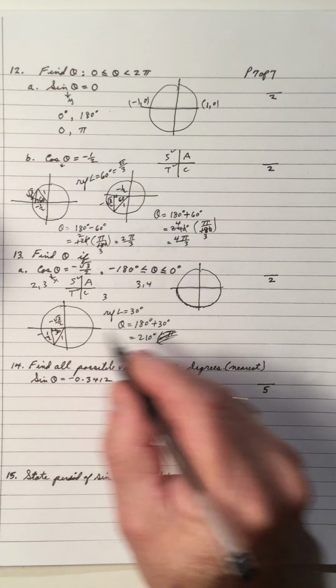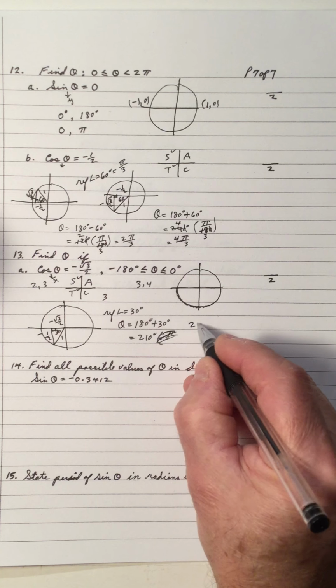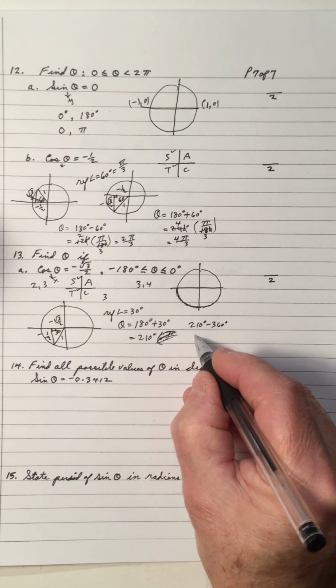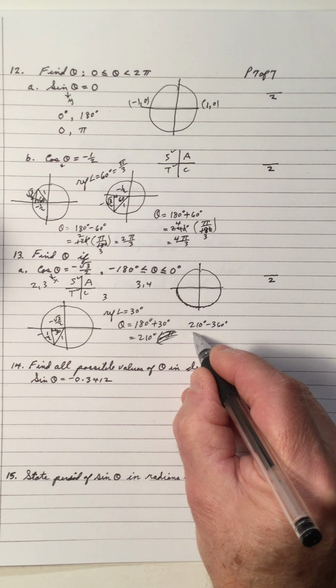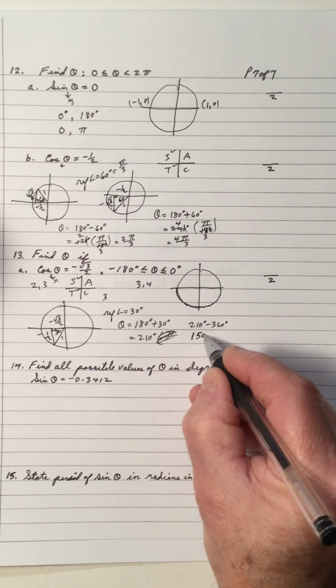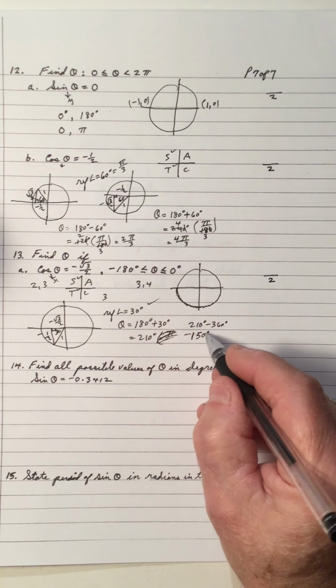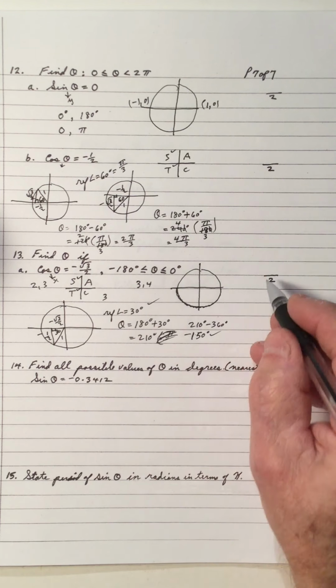But if I want a negative rotation, then I got to go 210, take away 360. So that rotation is a negative 150. So if you have the reference angle and you have a negative 150, then you get 2 marks.